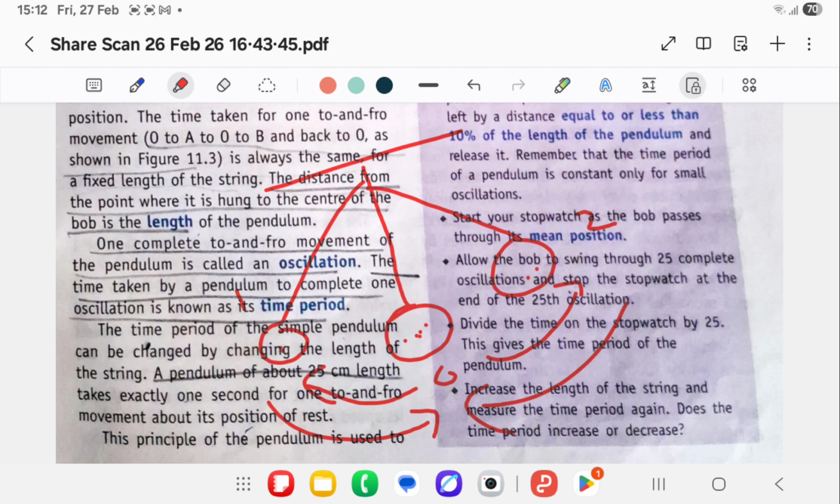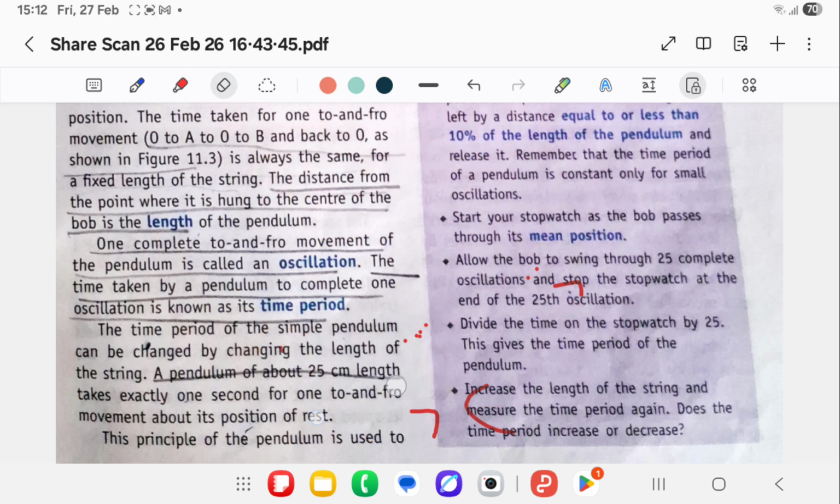When it starts from the mean position, goes in one direction, comes back to its mean position, then goes in the other direction and comes back, this is one oscillation. The time taken for completing one oscillation is known as the time period. Clear? So this is how we calculate time using the time period: how much time it takes to complete one oscillation. The time it takes to complete one oscillation is known as the time period.